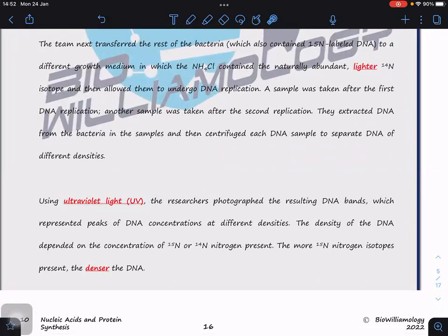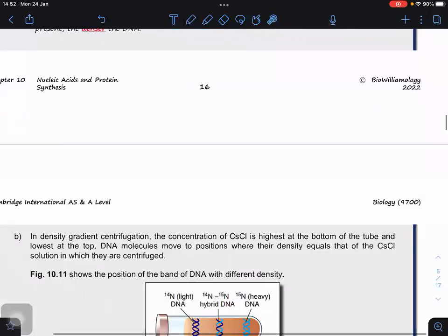So what we're going to do here is, after the first round, the team transfers the rest of the bacteria from the 15N medium to a medium containing the lighter 14N, and lets the bacteria replicate their DNA. Once they replicate their DNA, they have no choice in this case, because they don't have 15N anymore, so they have to use 14N. By using UV light, you will see the DNA band. This DNA band will show you the presence of 15N or 14N. The more 15N nitrogen isotope, the denser the DNA.